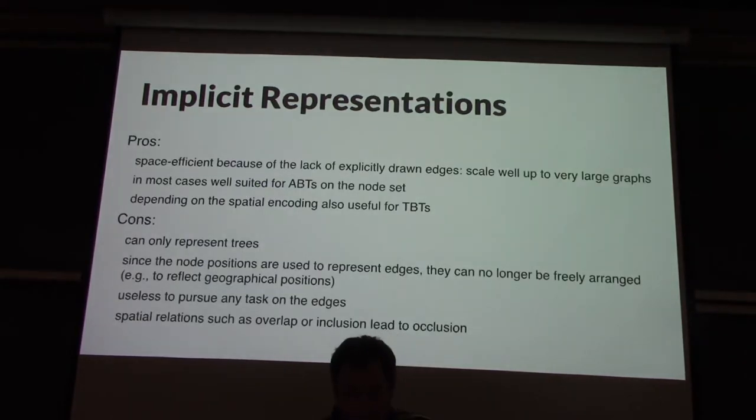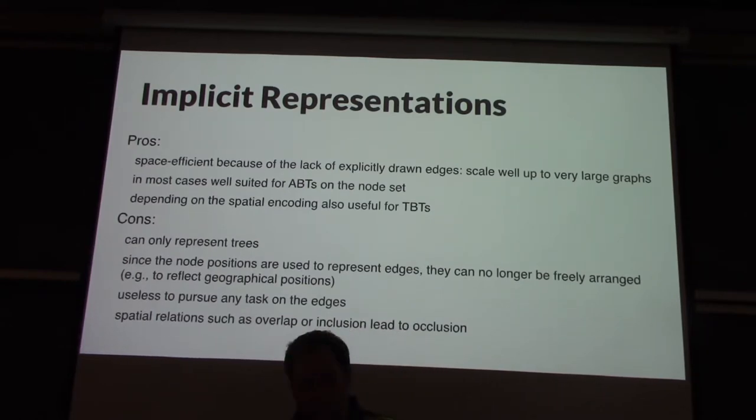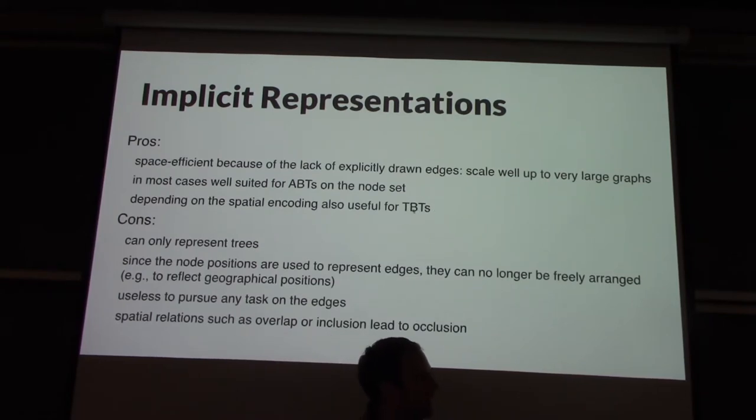So if you reflect on implicit representations, they're pretty space efficient because of the lack of explicitly drawn edges. They scale well up to very large graphs. They're well suited, especially the icicle plots and the sunburst layouts, for attribute-based tasks on the node set, and of course also the tree maps. Then depending on which ones, they're also well suited for topology-based tasks. Sunburst is quite well suited for topology-based tasks, as are icicle plots. Tree maps, not so much.